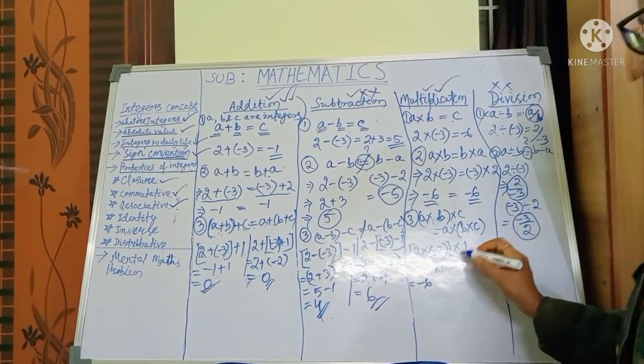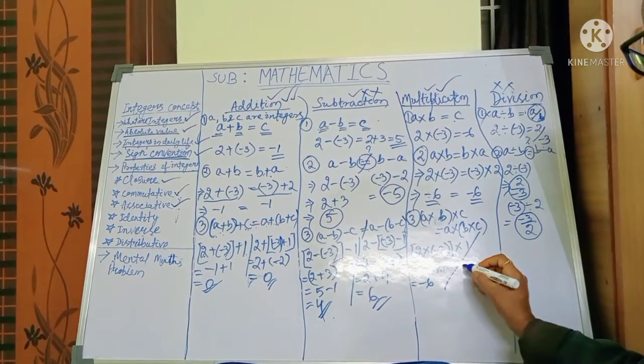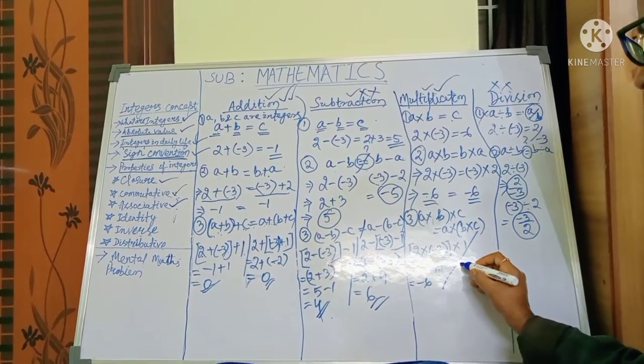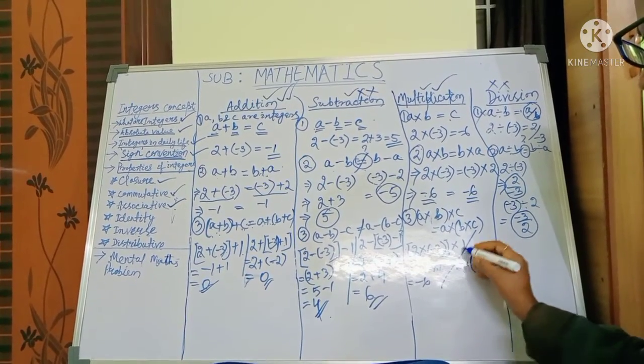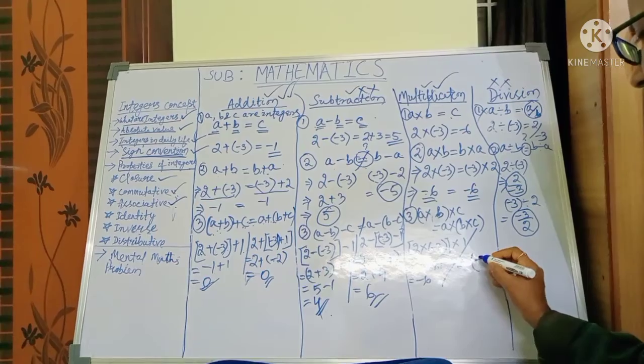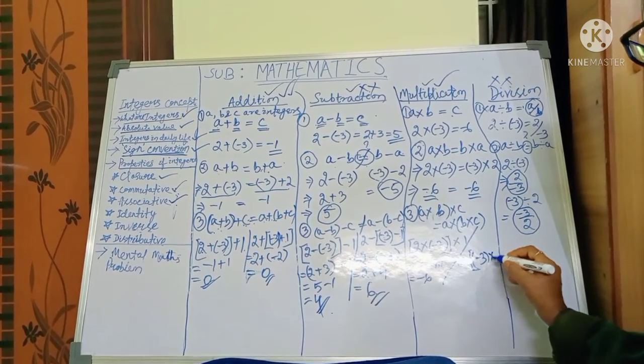So I'll write for the right hand side. A is 2 into B, which is minus 3, into C is 1.